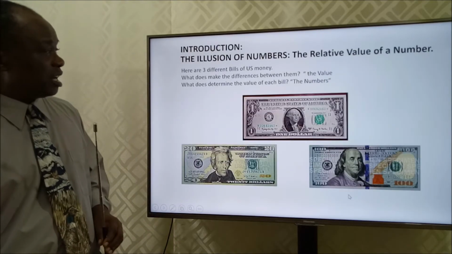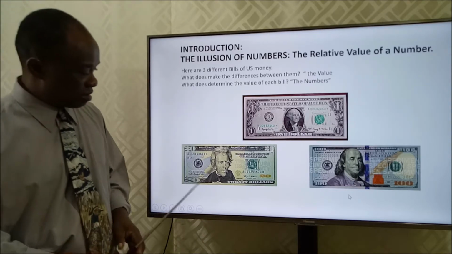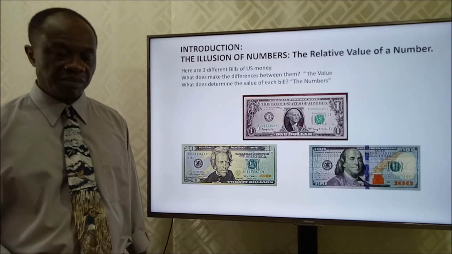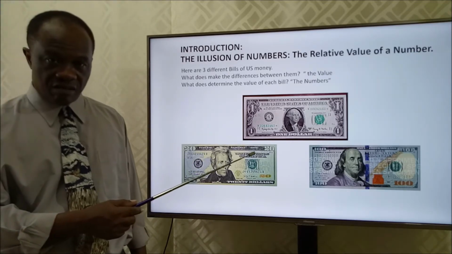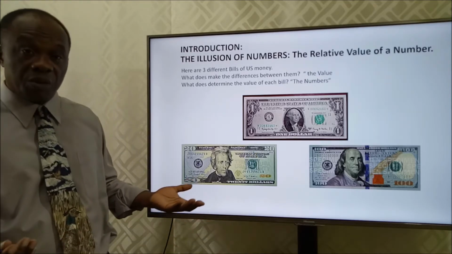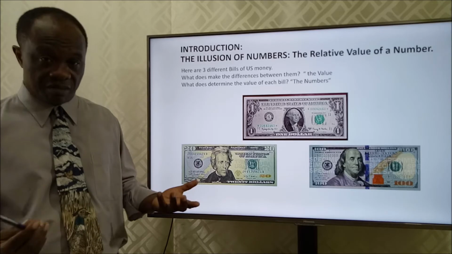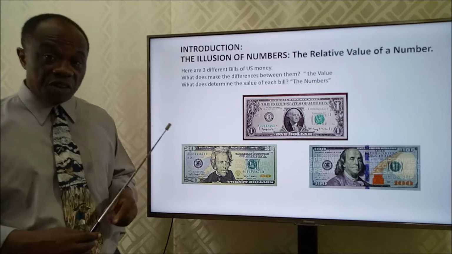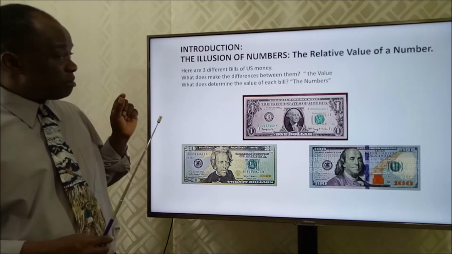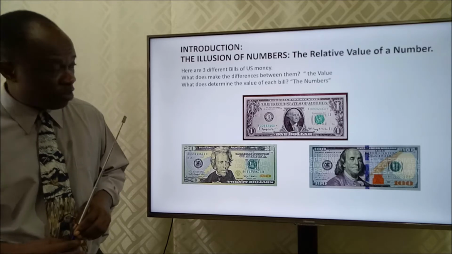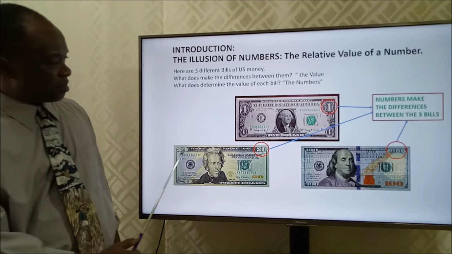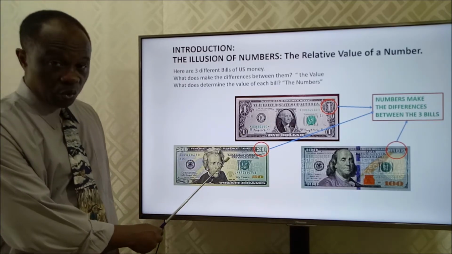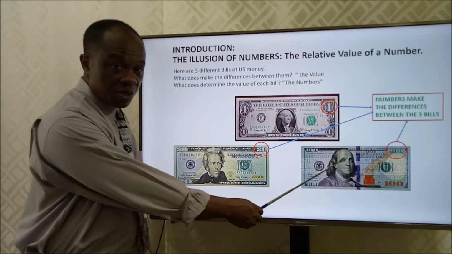For you to understand this idea, I would like to show you these three US dollar bills. These three bills basically have the same value because it's the dollar. However, there is a difference between them. We give them different values from one to another. This is a bill of $1. This one, $20. And the other one is $100.